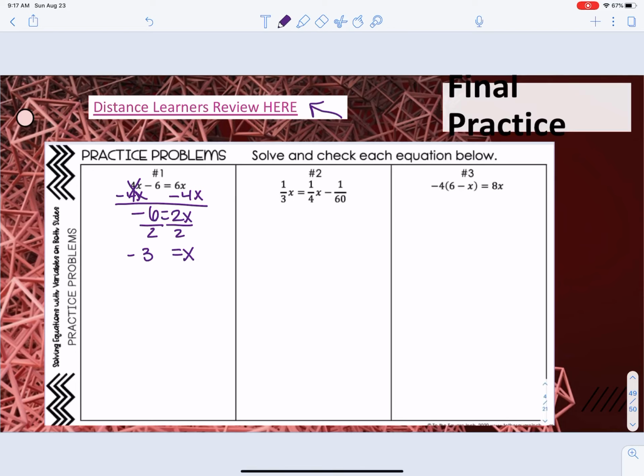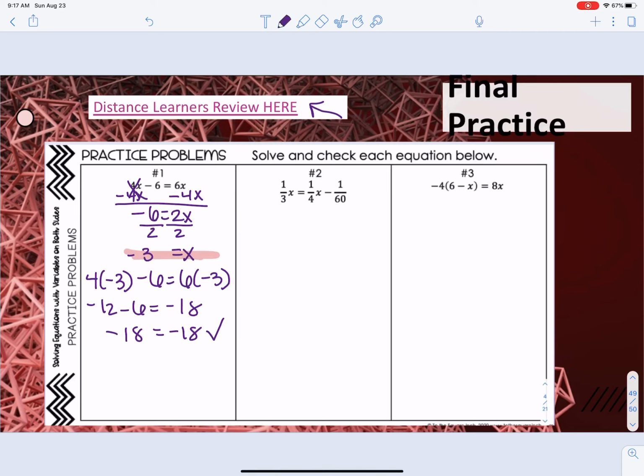And all I do to check is just plug my -3 back in as x. So 4 times -3 minus 6 equals 6 times -3. So -12 minus 6 equals -18. And -18, is it equal to -18? Yes. So x equals -3 is my solution.